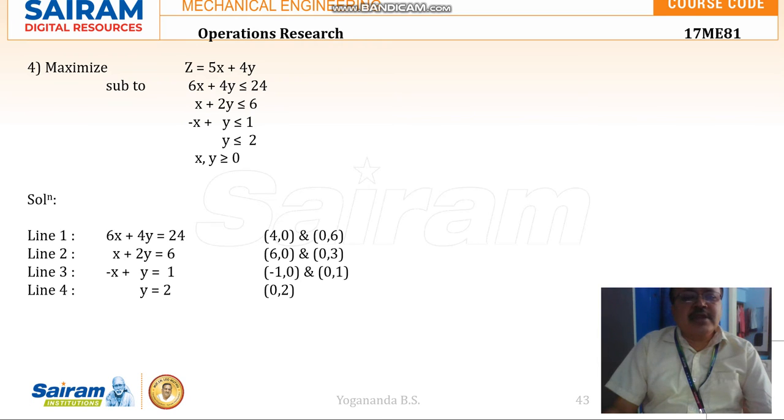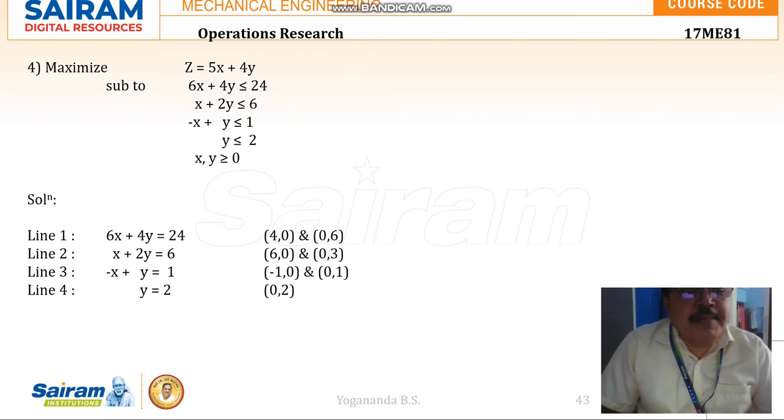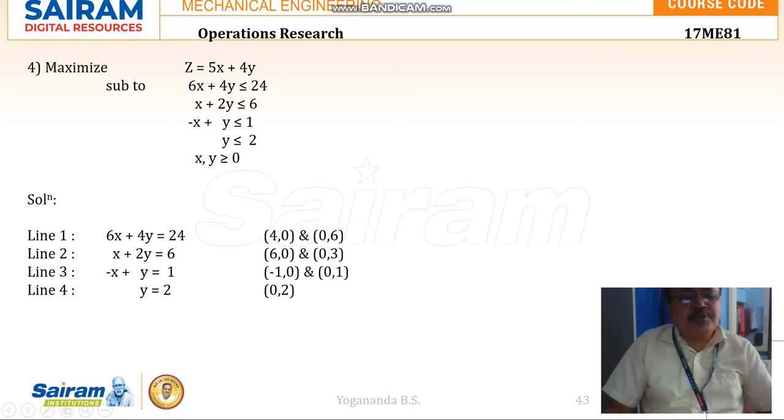Then the next constraint, x plus 2y, less than or equal to, will be made equal to 6. Here also by making x as 0 or y as 0, the coordinates will be 6 comma 0, 0 comma 3. Then we have the third constraint, line number 3: minus x plus y is equal to 1. If x is made 0, y becomes 1. If y is made 0, minus x is equal to 1, so x is equal to minus 1. So it is minus 1 comma 0 and 0 comma 1. Then the fourth constraint, y is equal to 2. Naturally x will be 0 if y is equal to 2, so it is 0 comma 2.